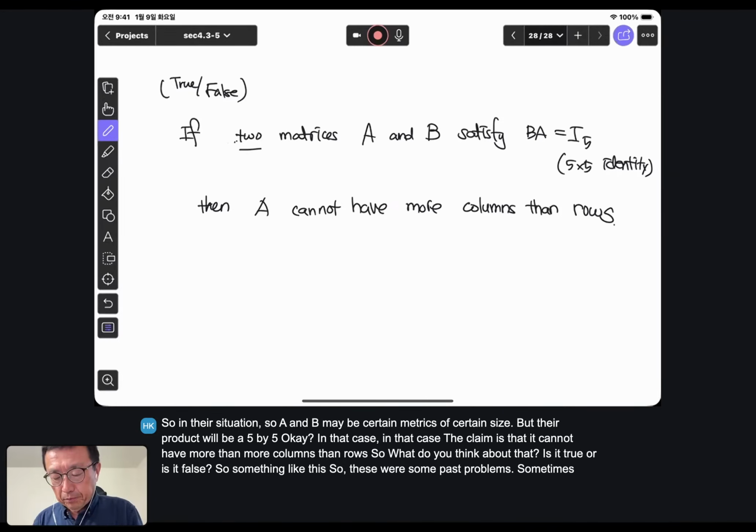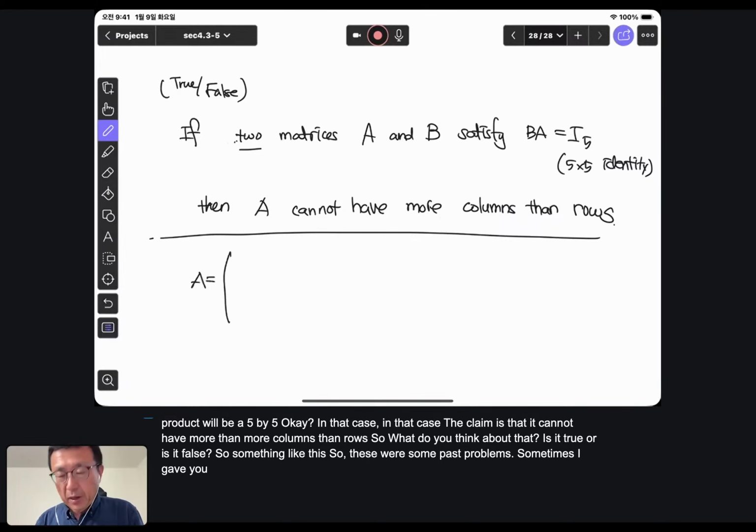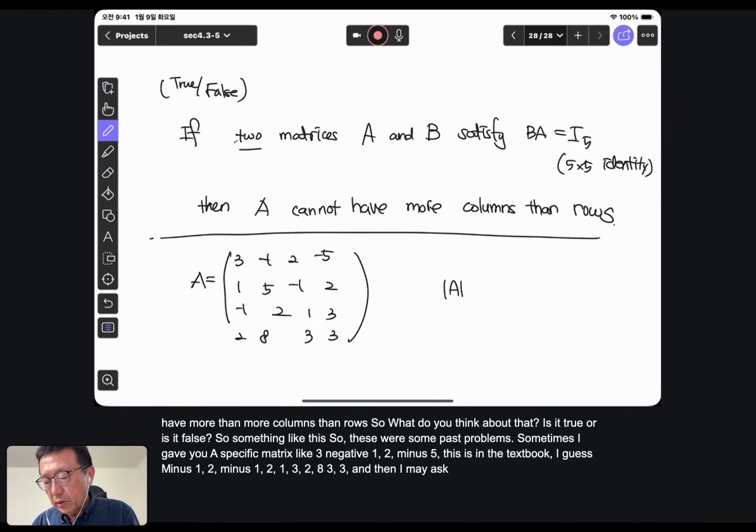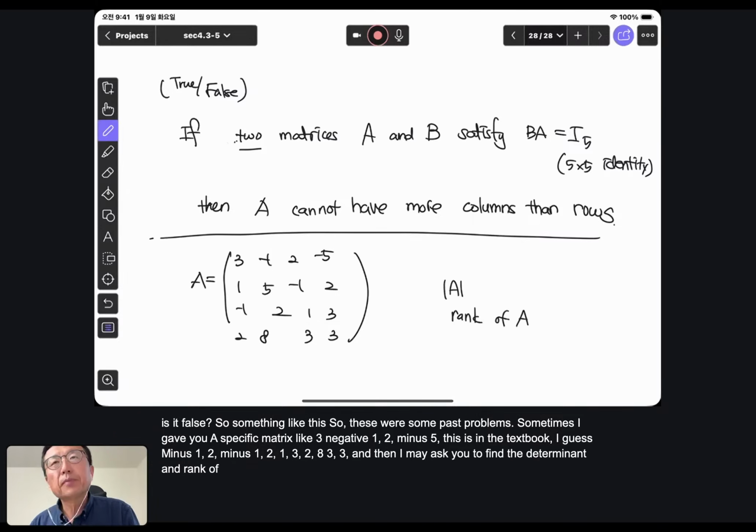Sometimes I give you a specific matrix like 3, -1, 2, -5. This is in the textbook, I guess. -1, 2, -1, 2, 1, 3, 2, 8, 3, 3. And then I may ask you to find the determinant and rank of the matrix. You can find them, right?